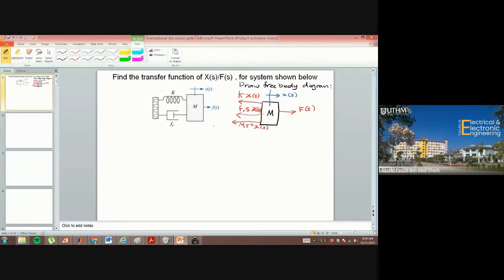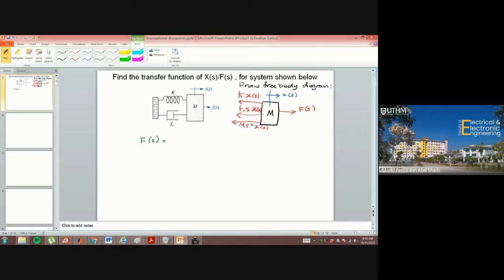Now we need to solve this free body diagram. How? We put FS on one side. Actually FS minus K XS minus FV and so on, but if FS is on one side, then it becomes equal.